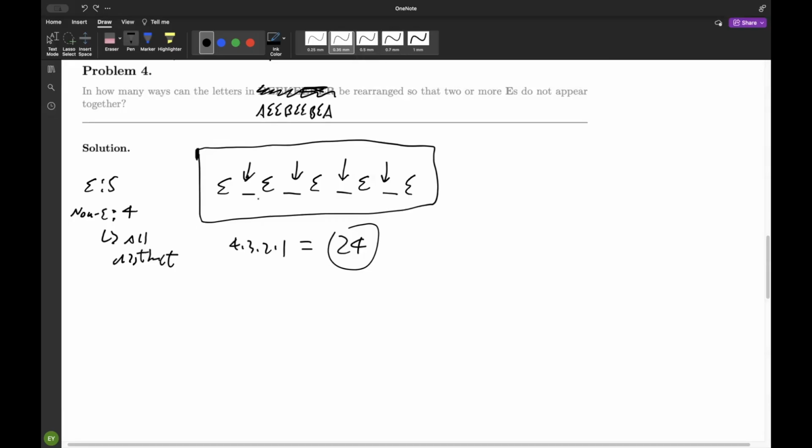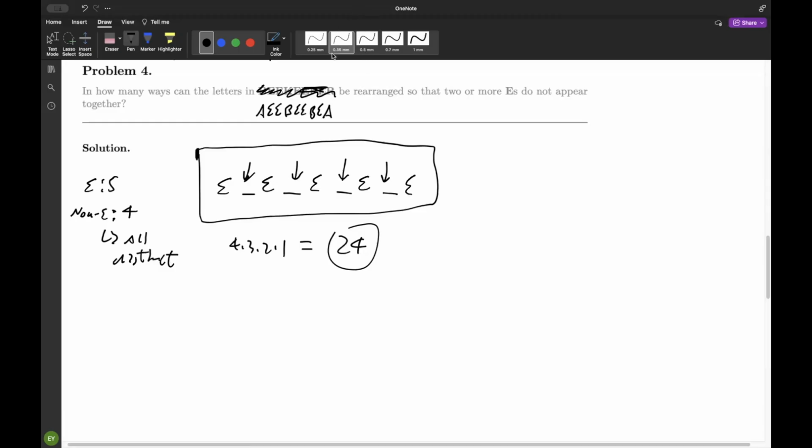So we have five E's, right? In order for the E's to not be adjacent, we need to have non-E alphabets in between the E's, right? Did you understand until here? So we must have non-E alphabets in between E's like this, so that none of the E's are adjacent to each other. Did you understand?